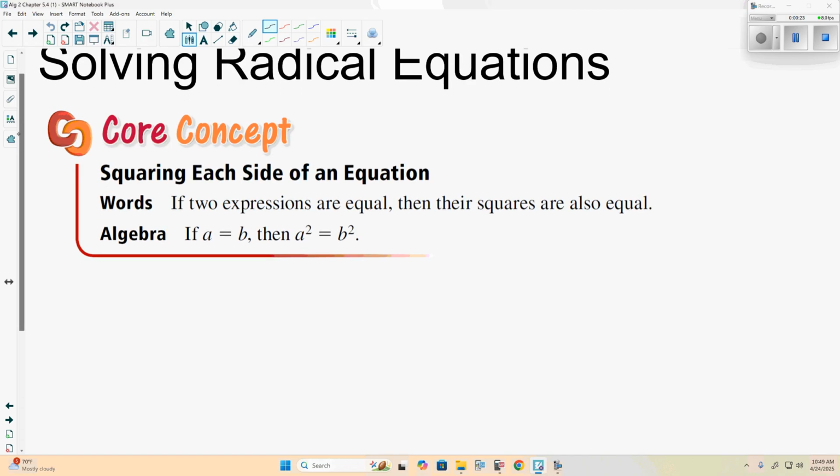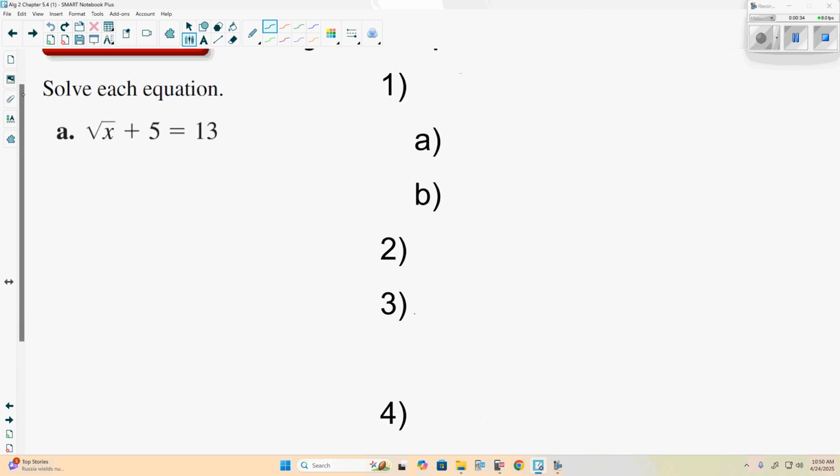What we're going to be doing today and starting today is solving radical equations. If two expressions are equal, then the squares are equal also. So we solve radical equations. There's going to be several main steps that we're going to do to solve these here.